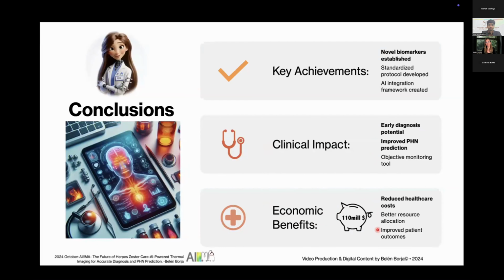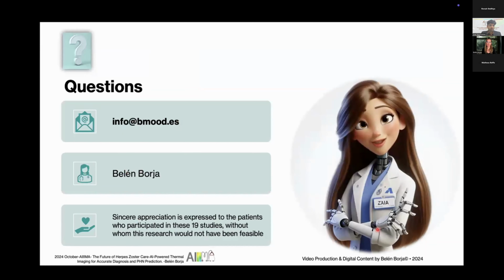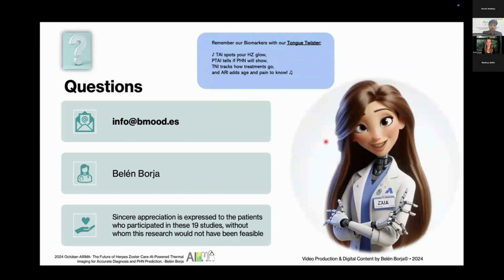This AI assistant couldn't be prouder of what we've achieved together. Now let's go change the world of HC and PHN management, one thermal image at a time. That's a wrap, humans. But wait, I've saved something special for the end. Let me teach you my favorite thermal tongue twister.